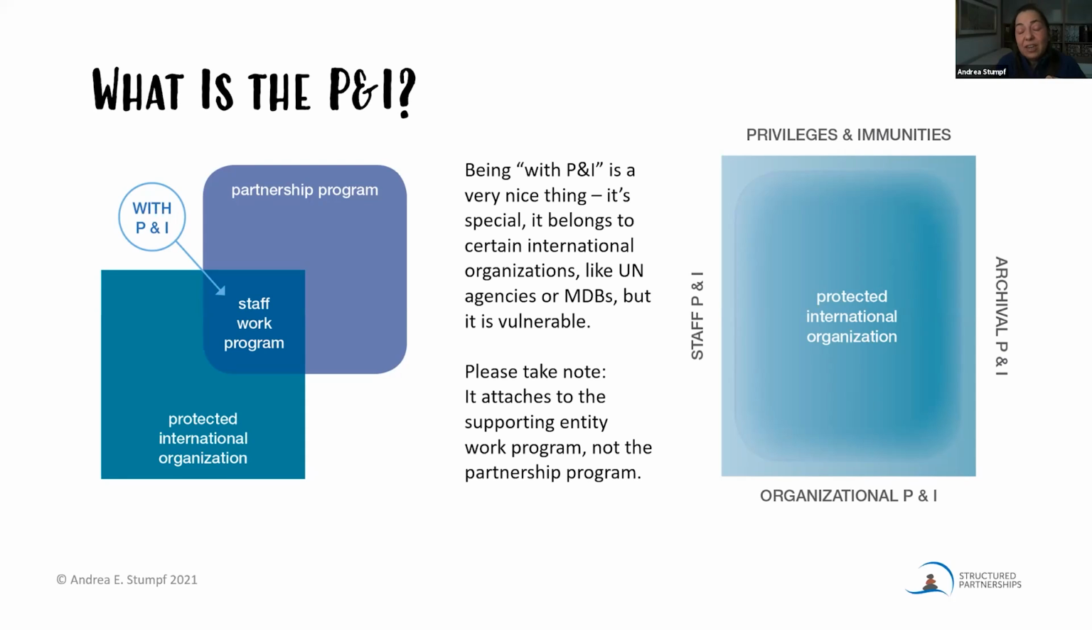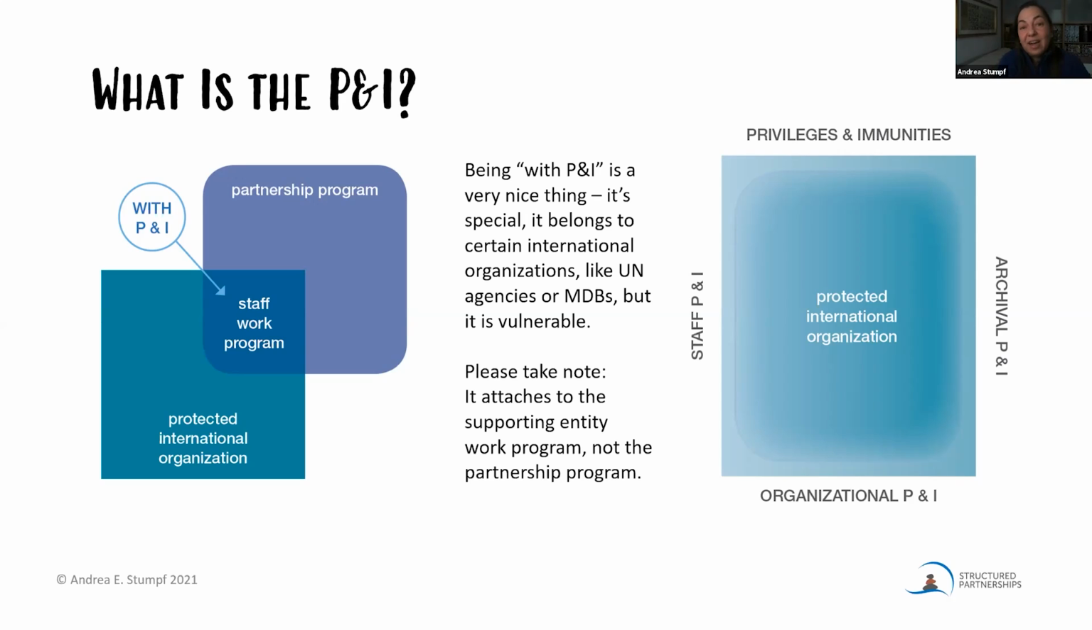But if you're lucky enough to have it, and it's one of the reasons these partnership programs gravitate towards these organizations, it's really important to understand that the P&I, the privileges and immunities, attach to the supporting entity, not the partnership program, but to the supporting entity. And so it is relevant whether you're holding yourself out to others as being one or the other. For example, we've probably seen cases where Secretariat staff walk around with their business cards, if anybody uses them anymore, and it does not say the name of the supporting entity anywhere.